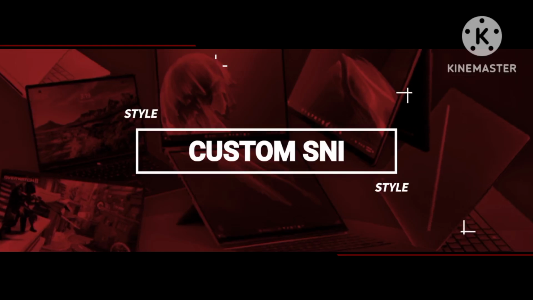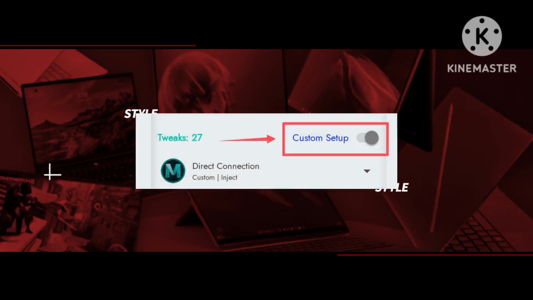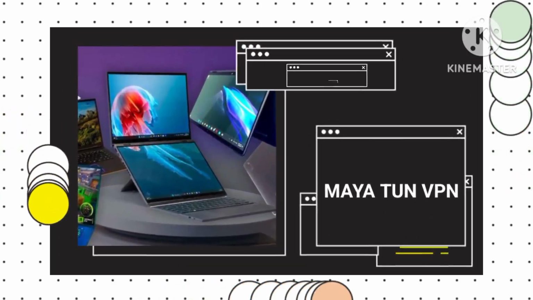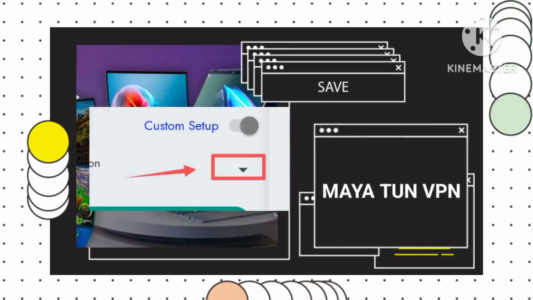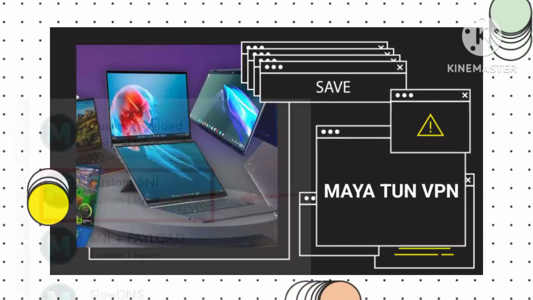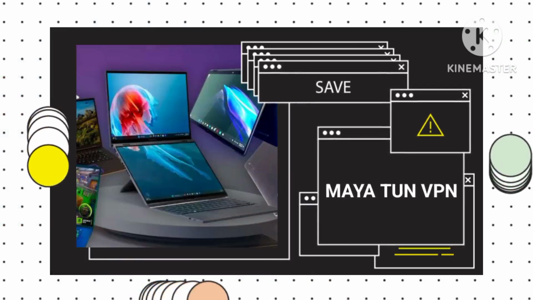Step 5. Enable custom setup. On the home page, toggle the radio button next to Custom Setup to enable custom settings for your MayaTun UDP VPN connection. Step 6. Select Custom SNI connection type. Tap on the arrowhead icon to see the list of different connection types. Select the Custom SNI option, known for its fast and speed-boosting capabilities.